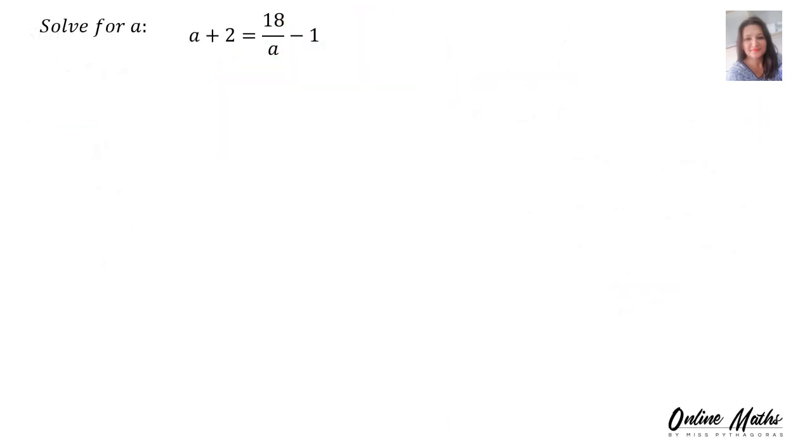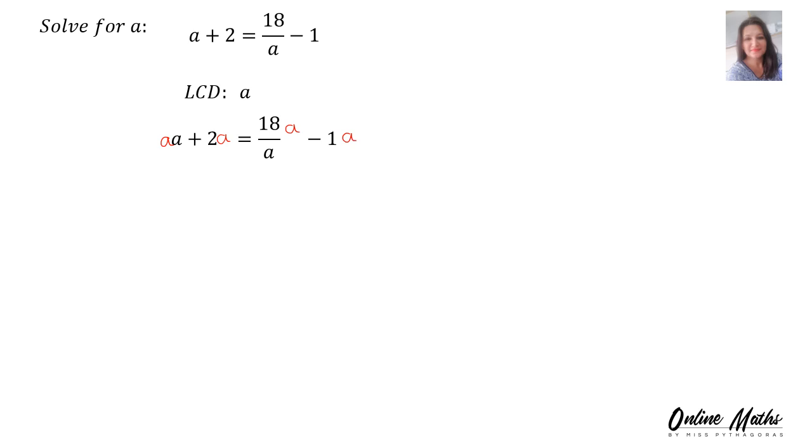Solve for a, and then I give you a plus 2 is equal to 18 over a minus 1. So now we find a fraction and the denominator is a. So we have to find an LCD, and the LCD is a. What do we do with the LCD? We multiply every term by the LCD.